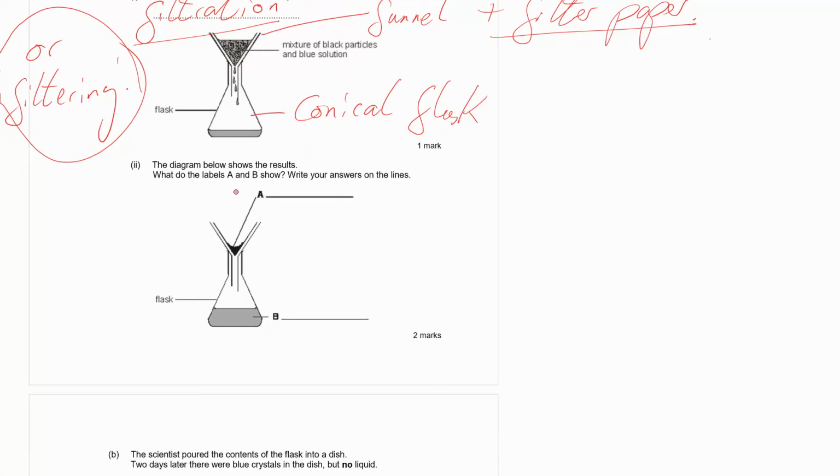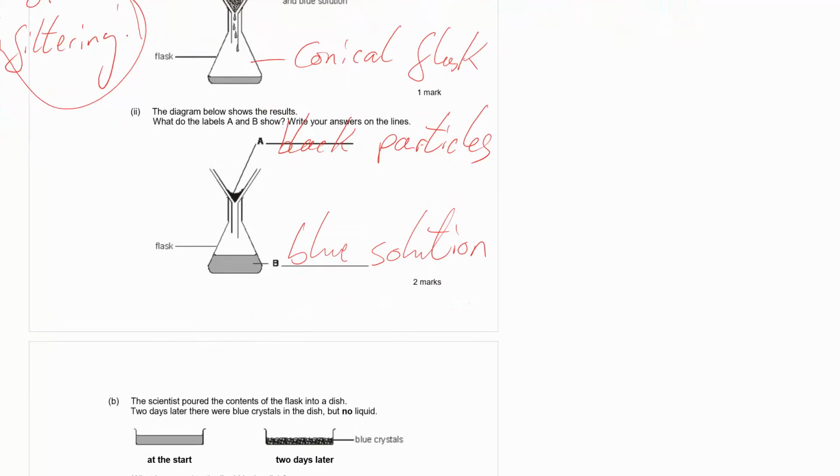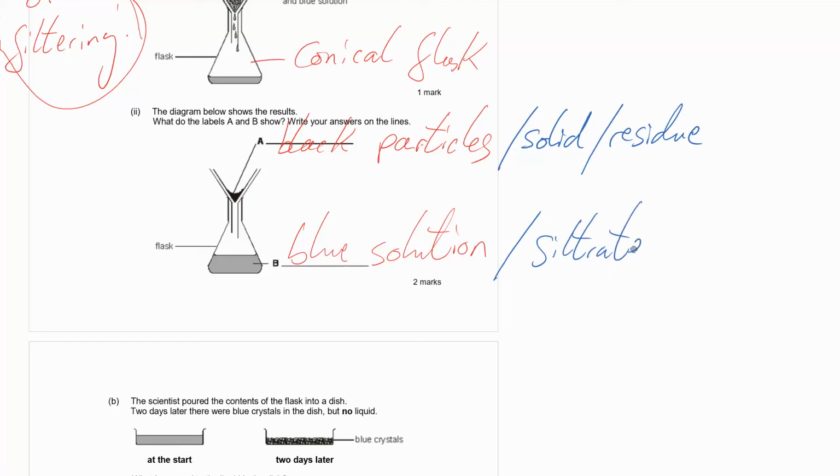Next up, what do labels A and B show? So A is the black particles, and B is the blue solution. You could have also written the solid here, or the residue. And for the blue solution, you could have also put, say, the filtrate, or the solution, or the liquid.